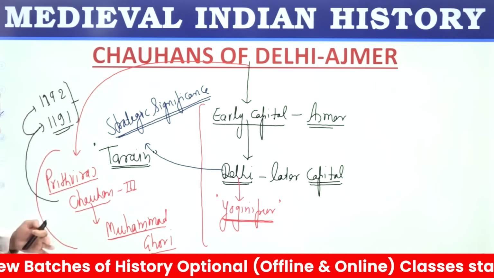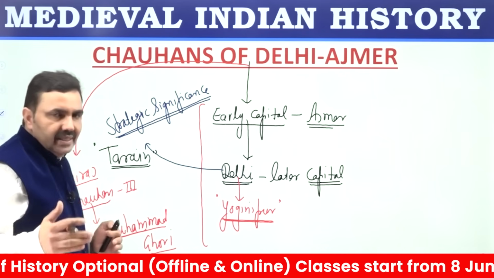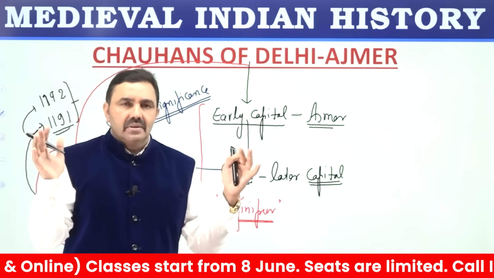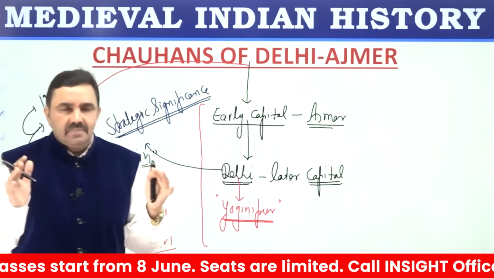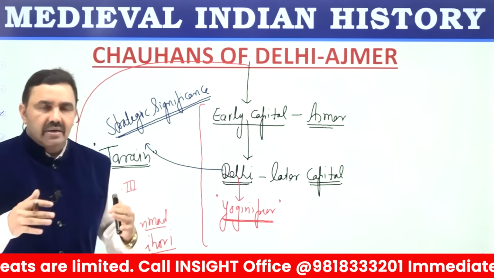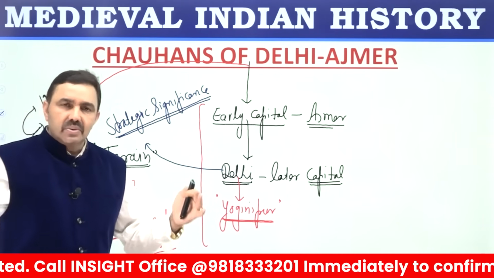What happened to Prithviraj Chauhan? How was he killed, or how did he kill Muhammad Ghori? That's a matter of mythology. There is no definite, concrete answer to that. There are many stories in many different sources.